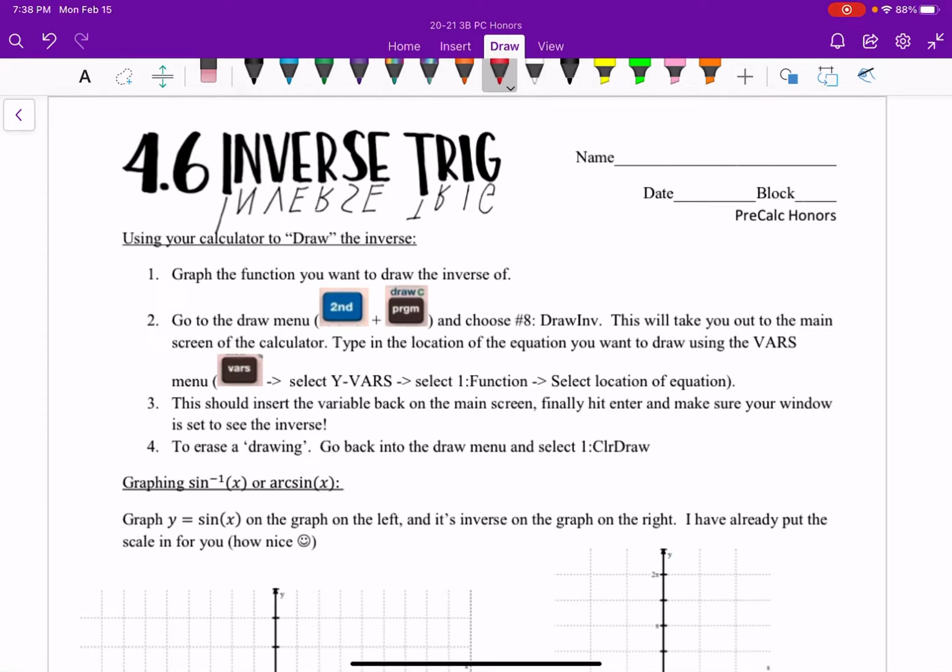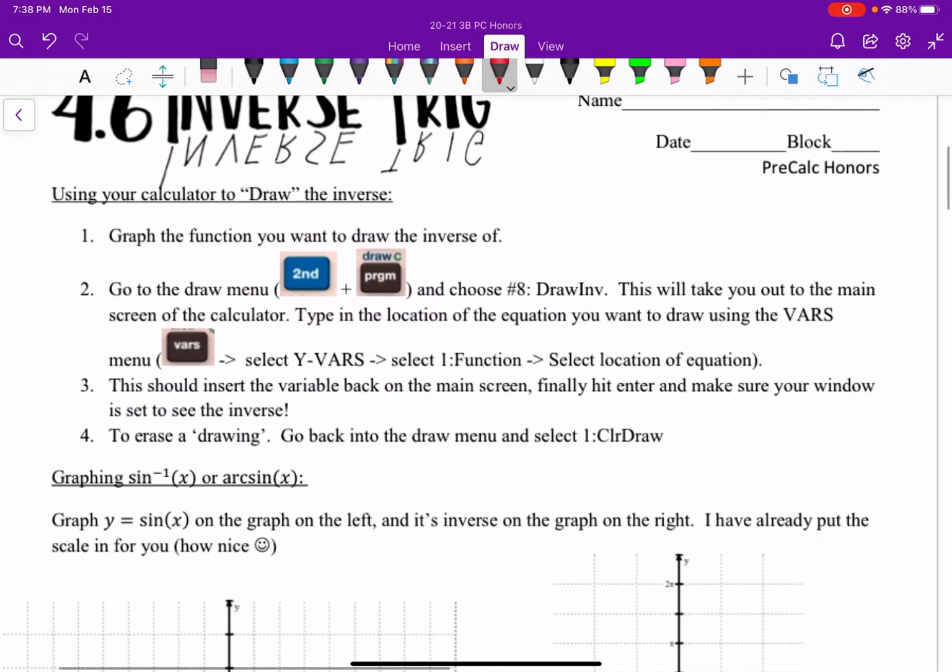Okay guys, so here's a little video on our introduction to inverse trig functions. And notice these are now inverse trig functions, different from our reciprocal trig functions. So the worksheet that you guys are doing today, you can read through the first part.